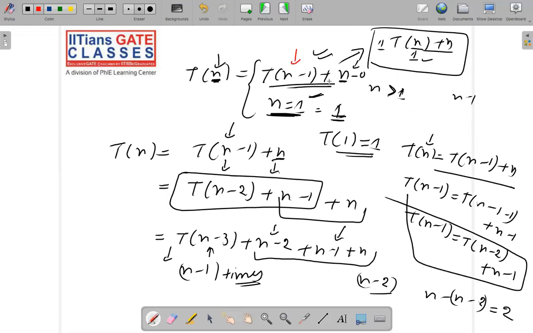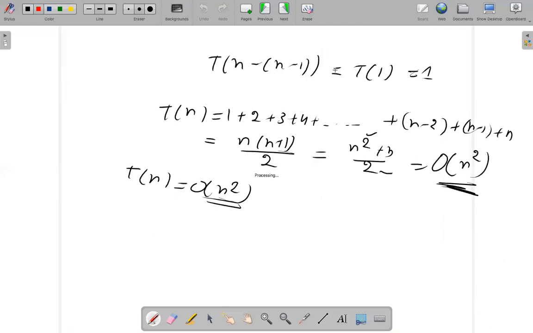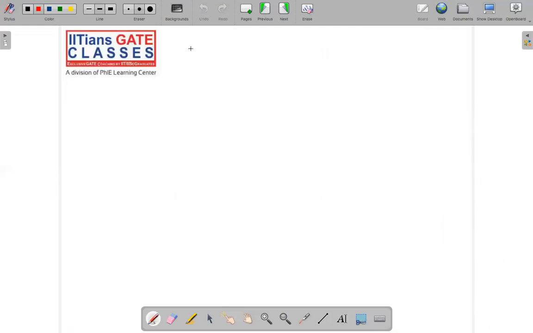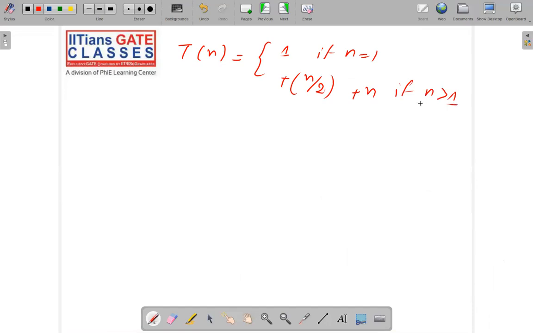Now it's given n minus 1, right? So let's see more examples, something like n by 2, which we could have solved using the master theorem also. You can guess the answer using the master theorem, but I will try to solve the same example with the substitution method. Okay, so this is the recurrence relation given to you.